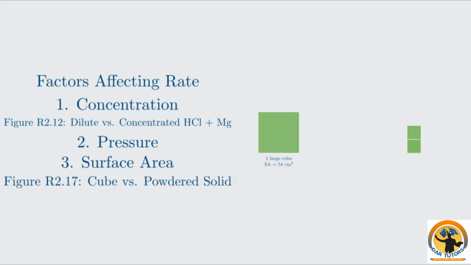As this diagram shows, a large cube has a surface area of 54 square centimeters. If you cut it into 27 small cubes, the total volume remains the same, but the total surface area dramatically increases to 162 square centimeters, making the reaction much faster.